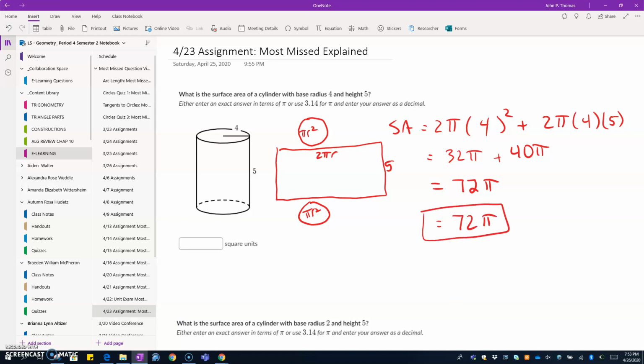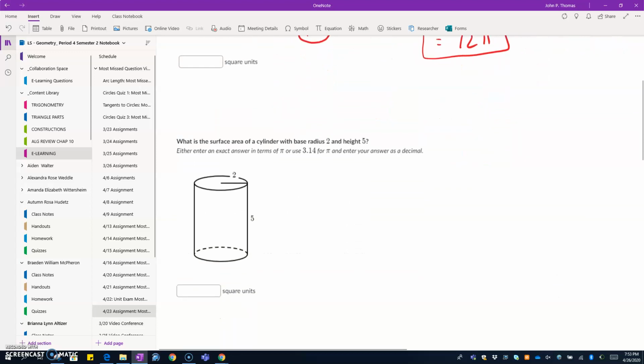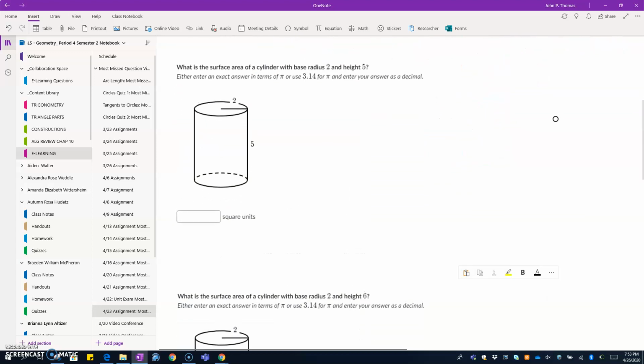And again, I would leave it there. Khan Academy will let you take this to a decimal, but you have to use 3.14. If you use the pi button, you could be off on a round-off error and miss the question. All right, so pushing to the next one, it's again a very similar problem. What is the surface area of a cylinder with a base radius of 2 and a height of 5? I did the work to get that formula last time.